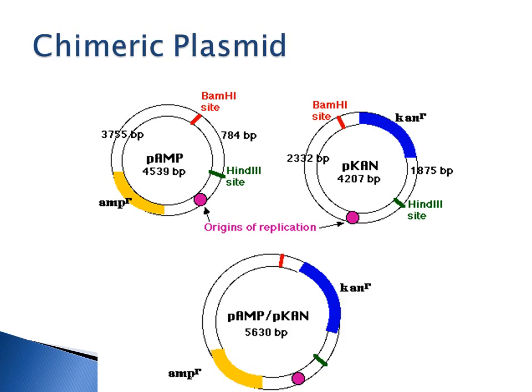And now you can ligate that kanamycin resistance gene into your plasmid, because now your plasmid has a sticky end from BamHI and a sticky end from HindIII, and so does the kanamycin resistance gene from your other plasmid. So what you make is a chimeric plasmid that contains both the ampicillin resistance gene and the kanamycin resistance gene. And your chimeric plasmid now is 5,630 base pairs.